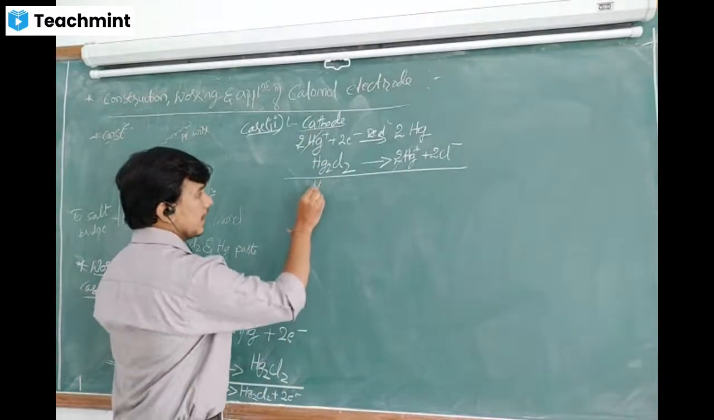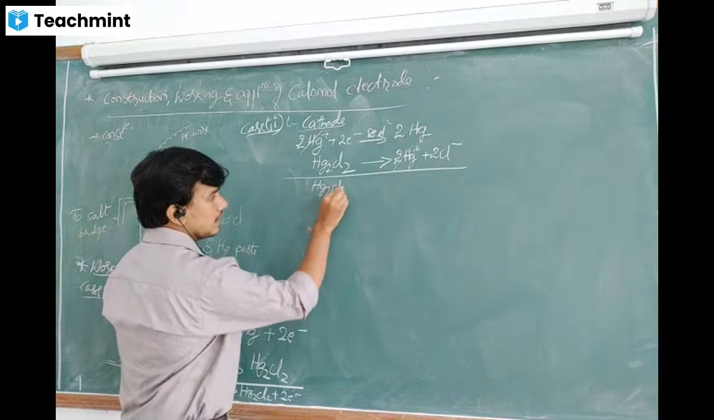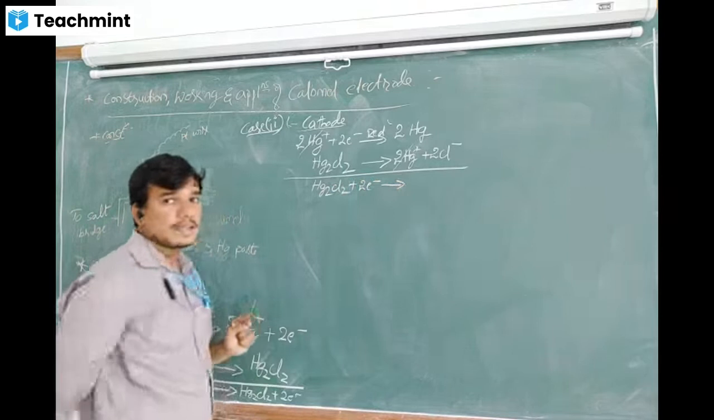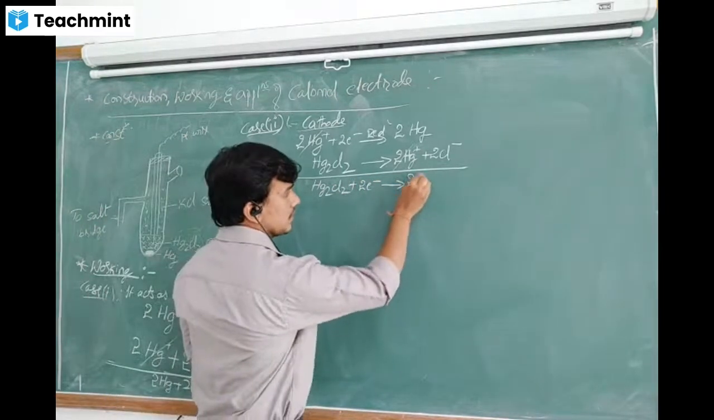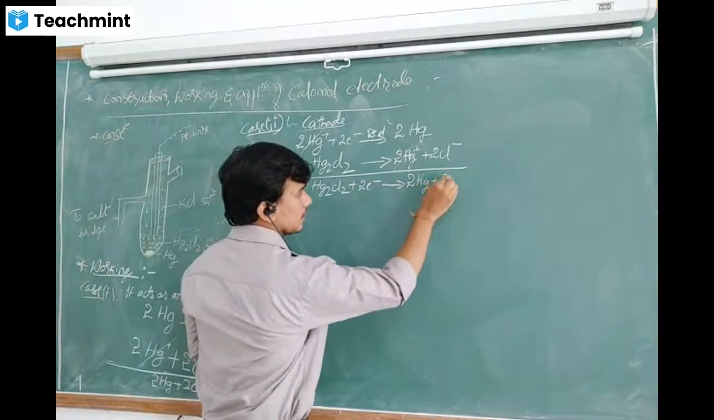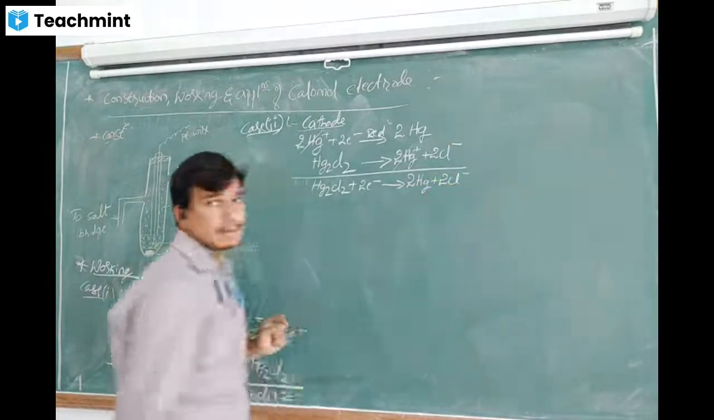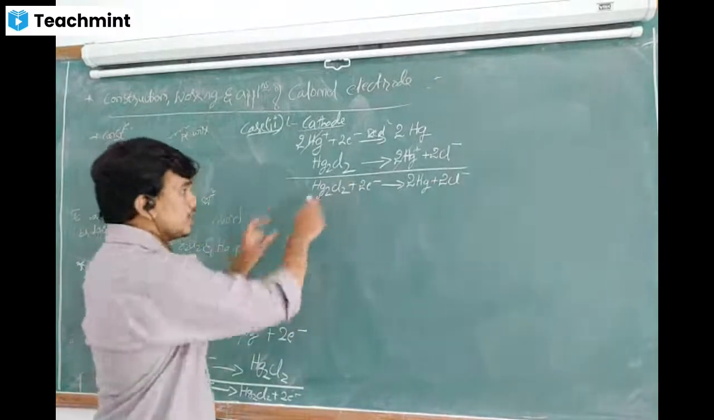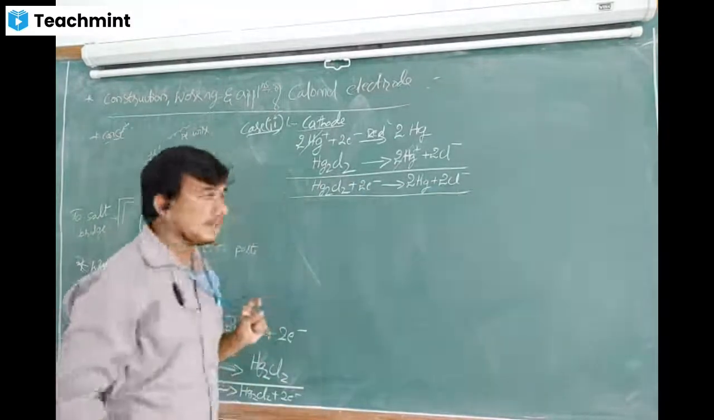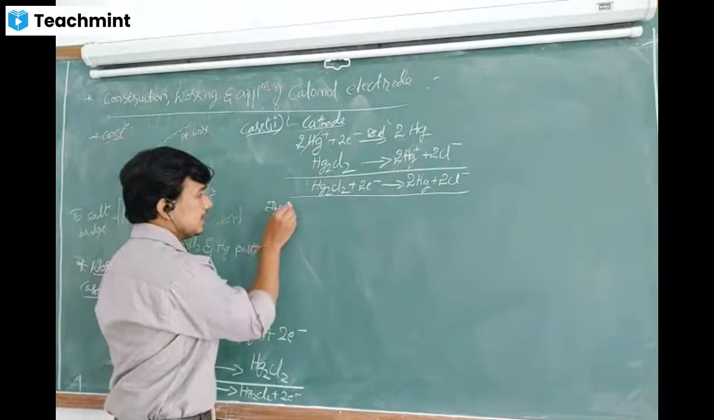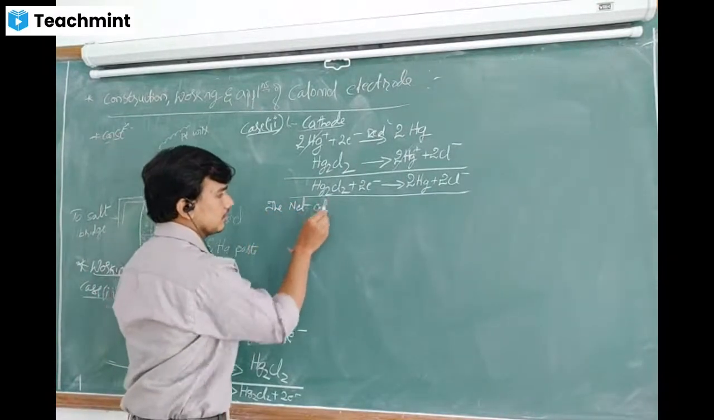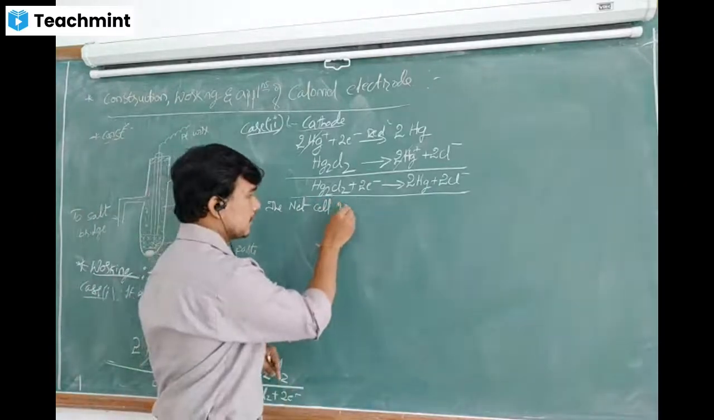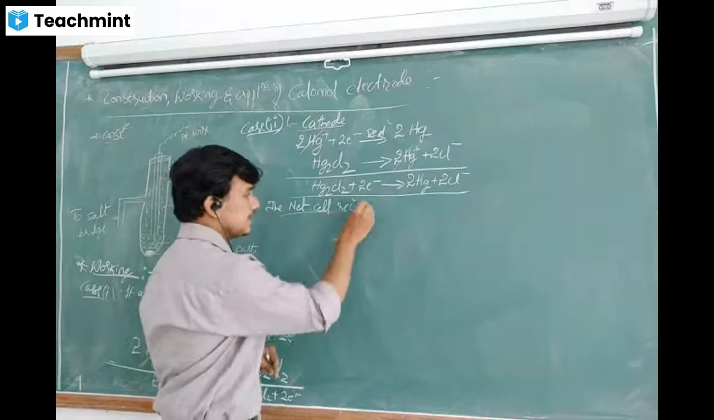What is remaining? Hg2Cl2 plus 2 electrons. At the right side, 2Hg plus 2Cl minus. Okay, so this one is an anodic half cell reaction. This one is a cathodic half cell reaction. Then the net cell reaction will combine both anodic and cathodic. What will you get? The net cell reaction is what?